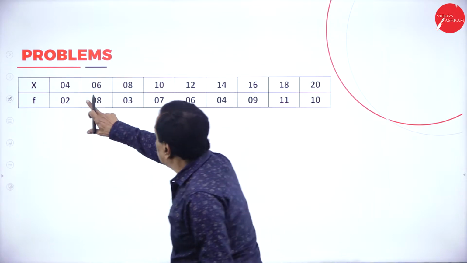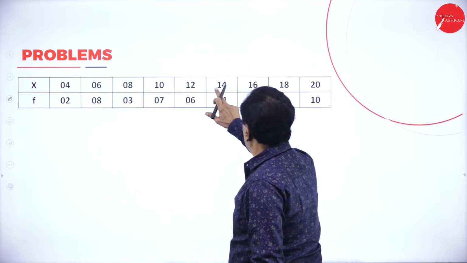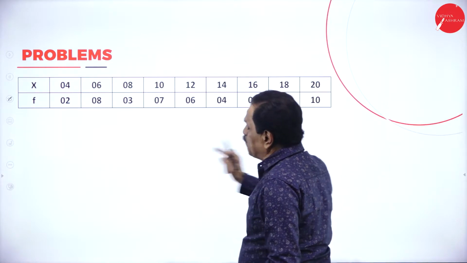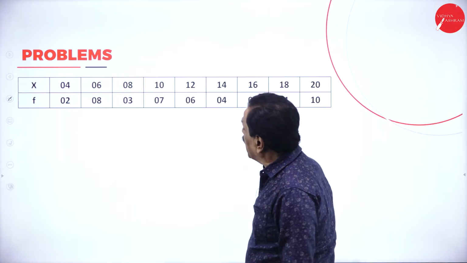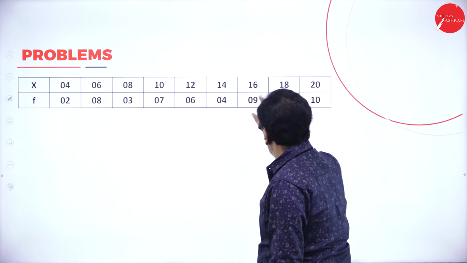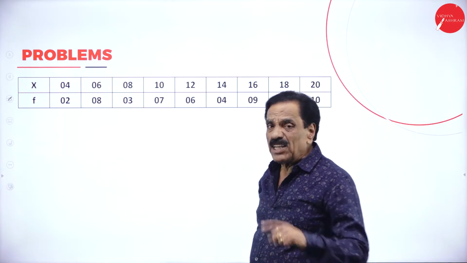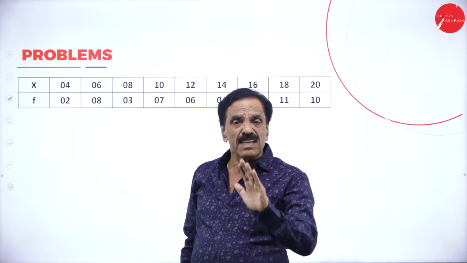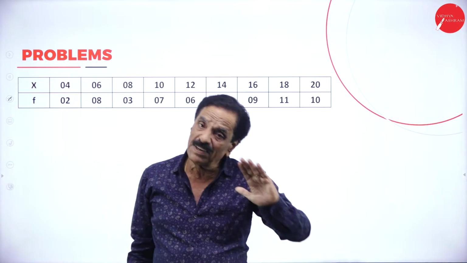What are x? How much? 4, 6, 8, 10, 12, 14, 16, 18, 20. What's your frequency? 2, 8, 3, 7, 6, 4, 9, 11, 10. Yesterday I told you, frequency is nothing but variation of a given number.